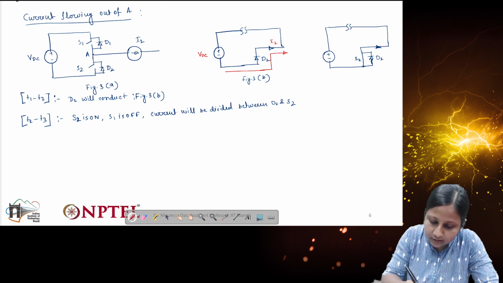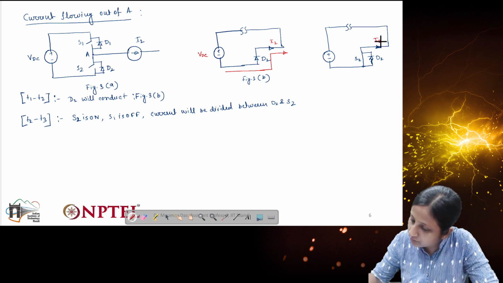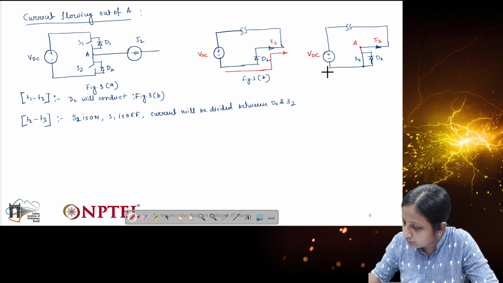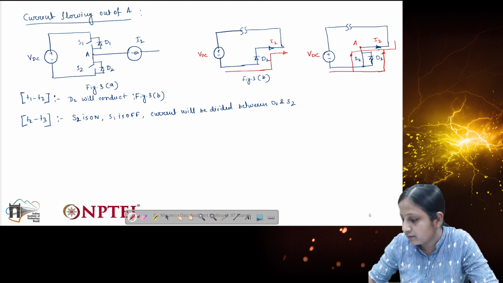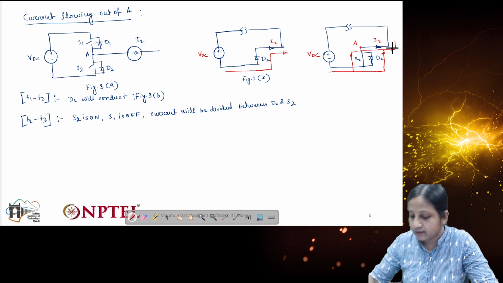So you can see here, this is I2, this is point A, this is VDC, and this current will be divided in two parts. One will flow in diode D2, another, if possible, flow through the switch in the reverse direction, and then this will go out of point A. So this is how the current flow path will be in this case.